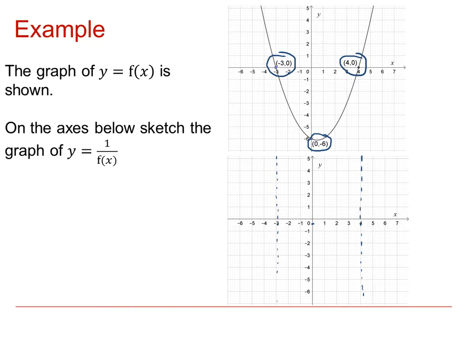Once we've decided that, we can look at the nature of the function y equals 1 over f of x as it approaches these asymptotes. Where the function f of x is positive, then 1 over f of x must also be positive. So it's going to approach the first asymptote from the positive end, and also leave the second asymptote at a positive value.